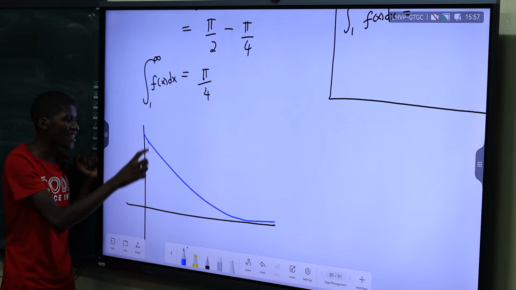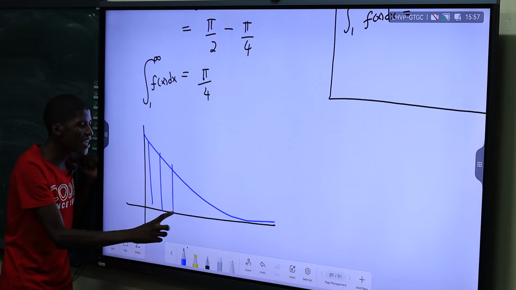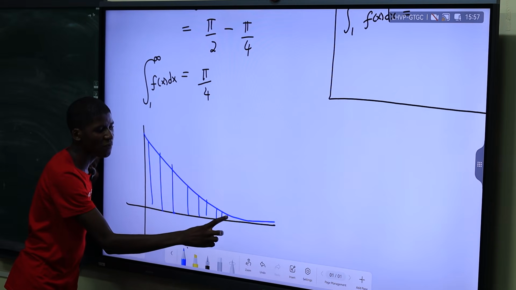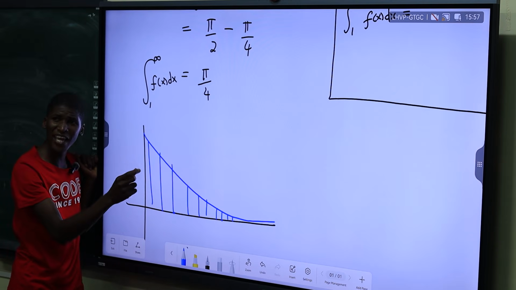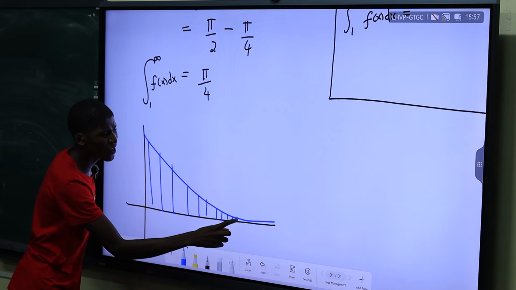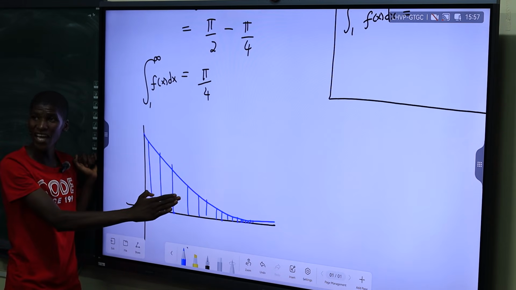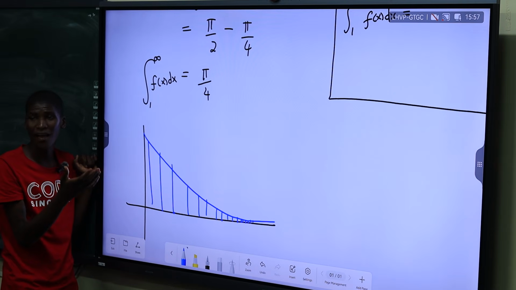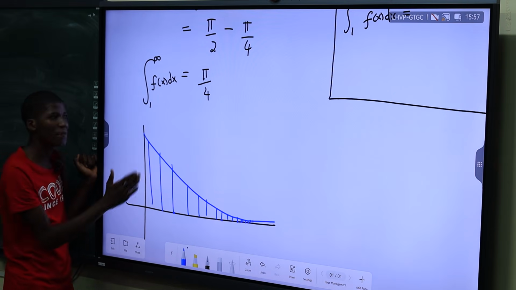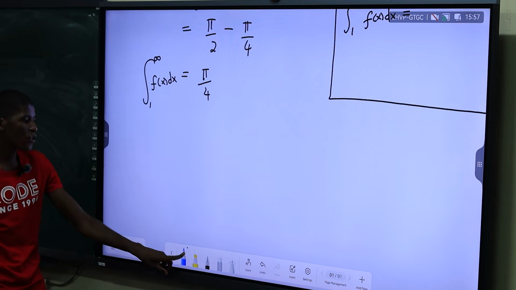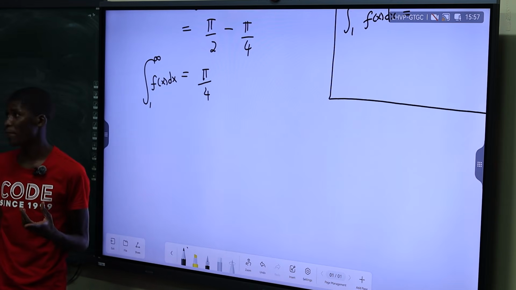So the area decreases here. You can keep on adding the area as n goes to infinity, or as x goes to infinity. But the area could become smaller and smaller, such that when you add it, your integral converges. The integral is the area, right? So the area converges to a certain value. So here we have a converging integral, and then we have a diverging integral.